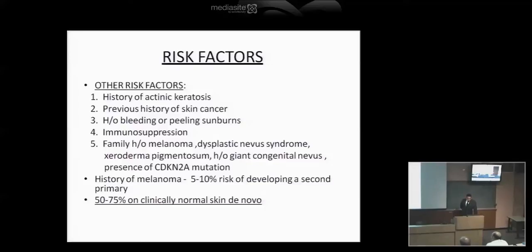As I'll mention in my coming few slides, there are some genetic syndromes, and there's a family predisposition to melanoma, including dysplastic nevus syndrome, xeroderma pigmentosum, history of giant congenital nevus in infants, and presence of cyclin-dependent kinase 2A mutation. If a patient has already had a melanoma in the past and has had it excised with no recurrence, there is a 5 to 10% risk of developing a second primary in the course of his life. The important thing to remember is that 50 to 75% of melanomas arise on clinically normal skin de novo.